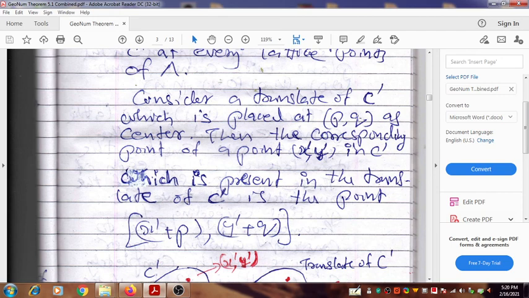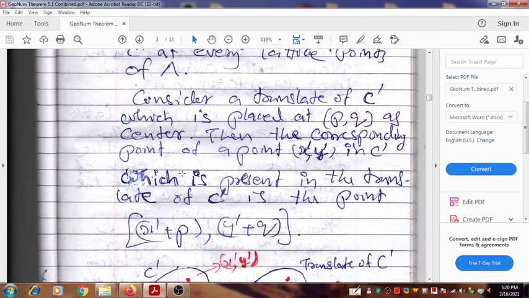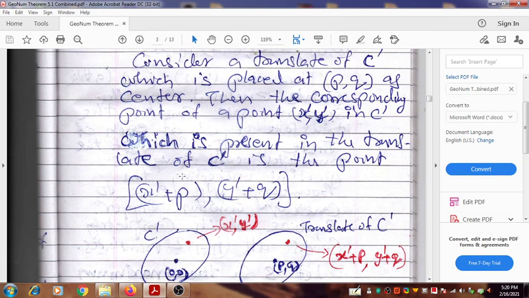PQ is a lattice point, so P and Q are integers, and the translate of C prime is placed with its center at PQ. Then take the corresponding point of a point x dash y dash, which is in C prime.